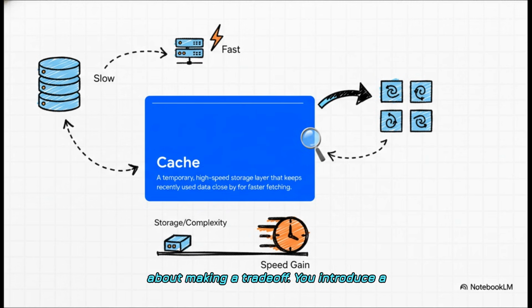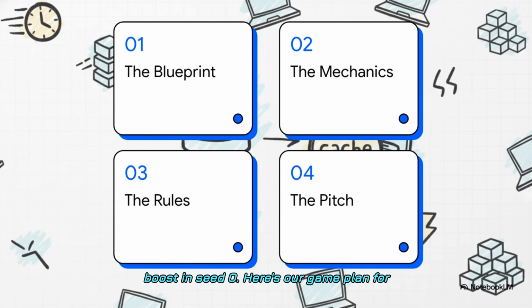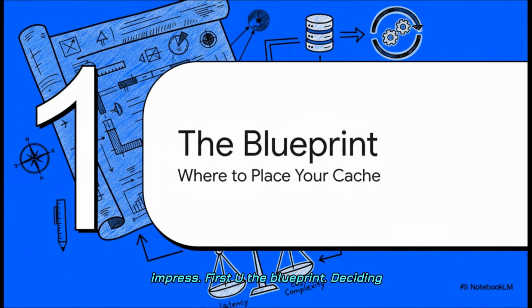It's all about making a trade-off. You introduce a little bit of complexity to your system, but in exchange, you get this huge, huge boost in speed. So here's our game plan for today. First, we'll talk about the blueprint. Where do you even put a cache? Then we'll get into the mechanics, the different ways they can work. After that, we'll cover the rules, like how a cache decides what to keep and what to throw out, and some common problems you'll run into. And finally, we'll wrap it all up with the pitch, exactly how to talk about this stuff in an interview to really impress. First up, the blueprint.